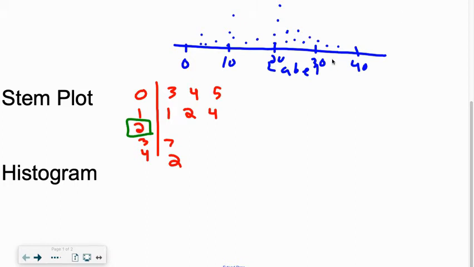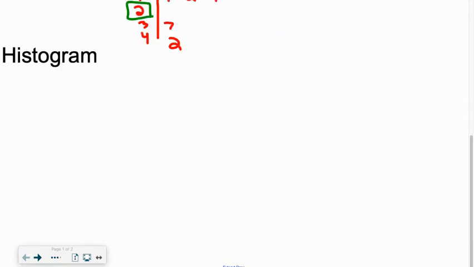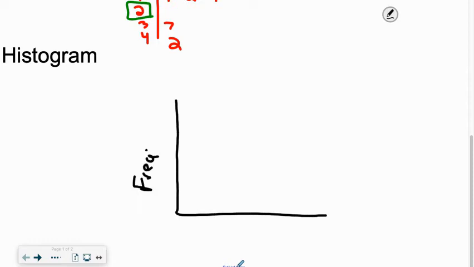And then a histogram will look something like this. Frequency is going to be the y-axis, and then some sort of label on the x-axis. So frequency is like counts. You can do it with counts or percentages. It's your choice. You'll see in the book they do it either way.